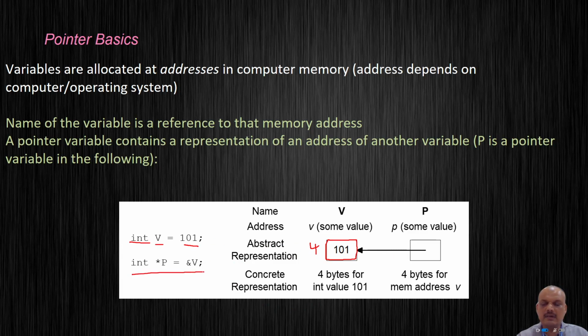Now in the second line, see what is being done. I have another variable, int star p. So the star p indicates p is not an ordinary variable, but rather it is a pointer. The C compiler again reserves some memory space. This is a pointer, so it has to store the address of another variable. What is happening here? I am taking the address of v, and that gets stored into this particular variable p.